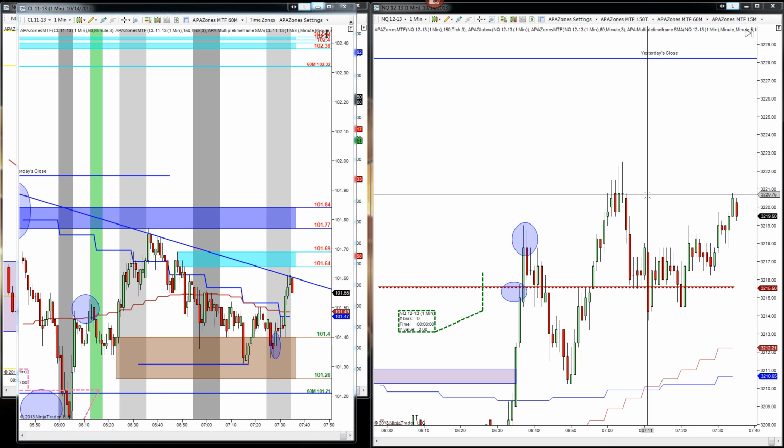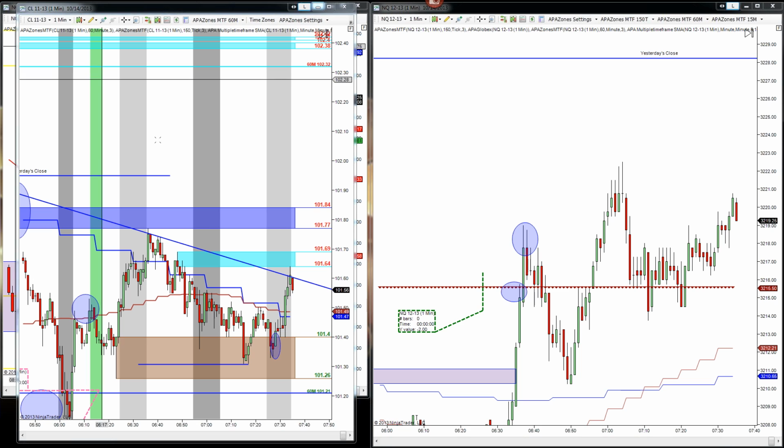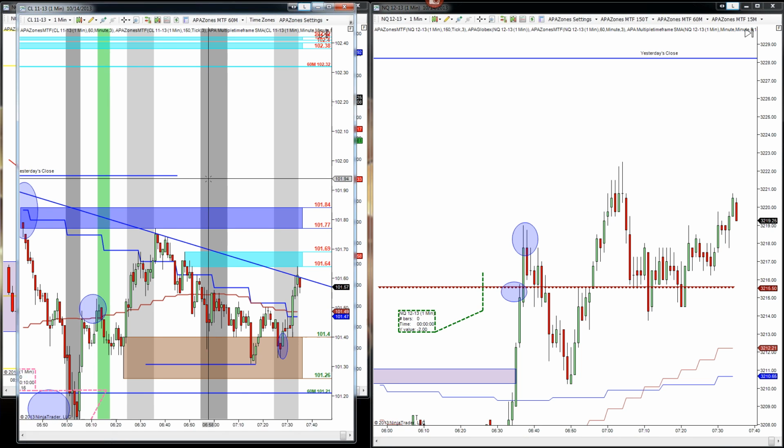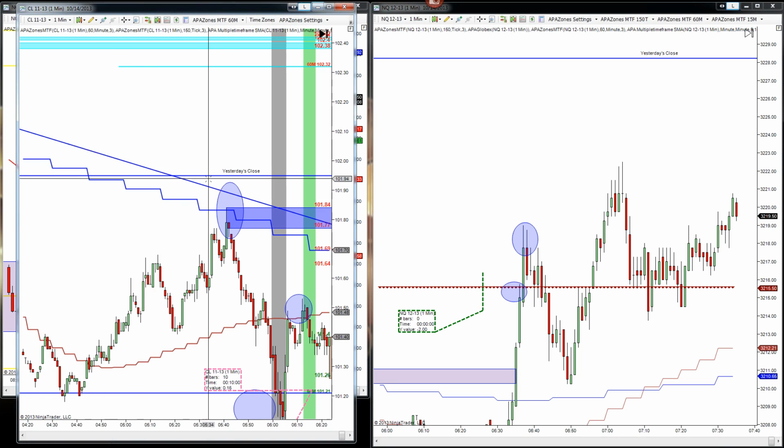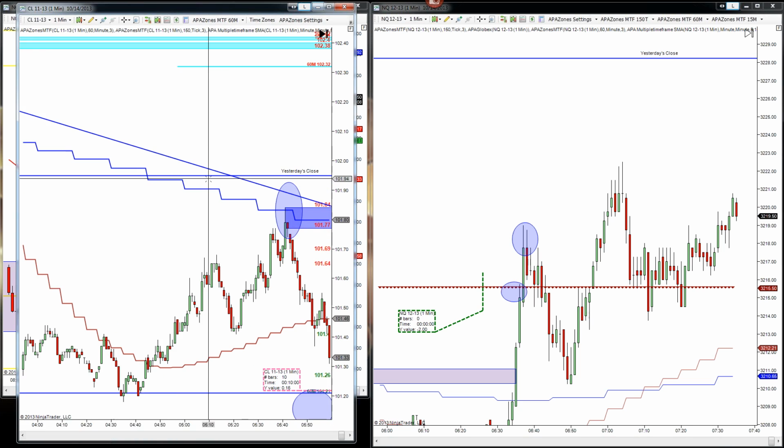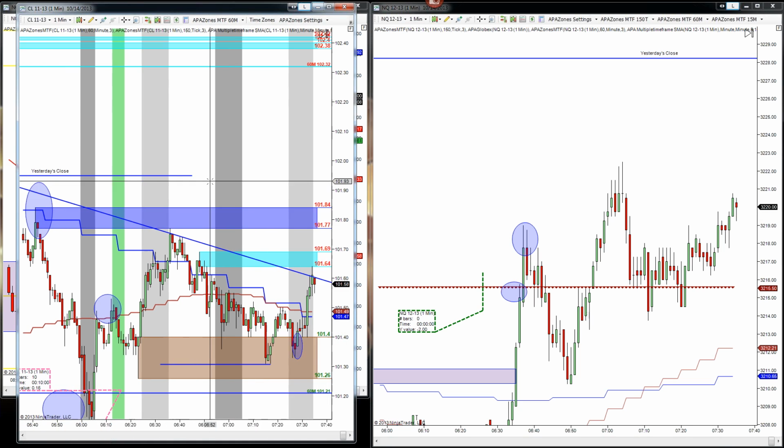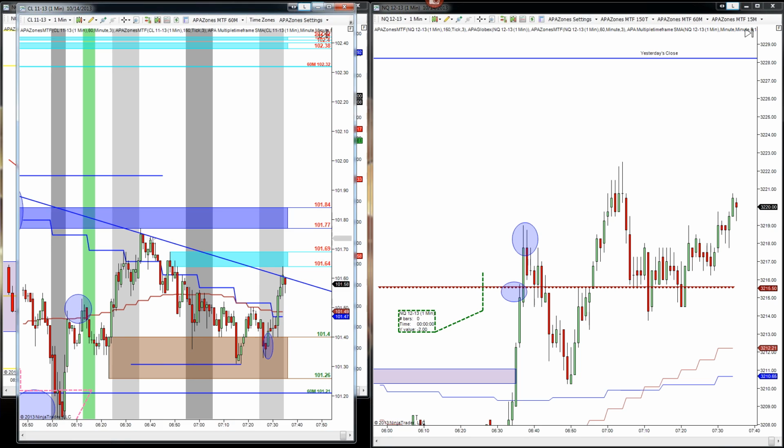Okay, so now I feel like we're getting a real retest of this high up here. And to tell you the truth, that was a real solid third test of that trend line. Now we're kind of getting another.